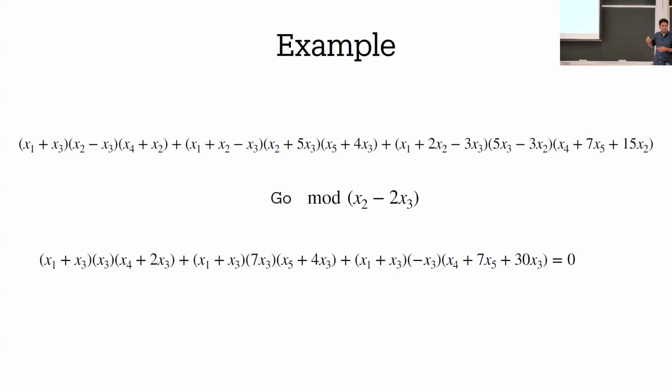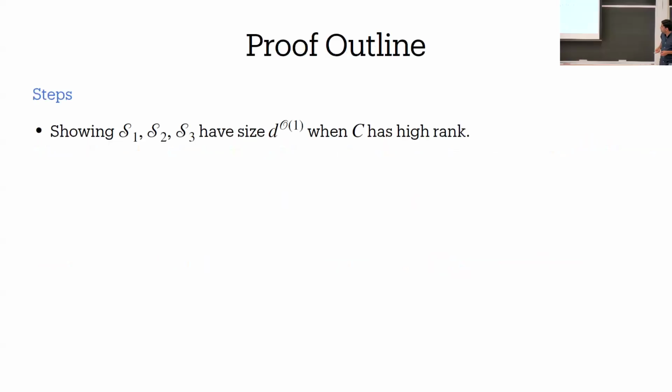This can happen for codimension 2 and codimension 3 spaces as well. And so what we first show, step 1 of our proof, is the structural result I talked about: that these sets S1, S2, S3 are not only finite, they have polynomial size, when the circuit is high rank.